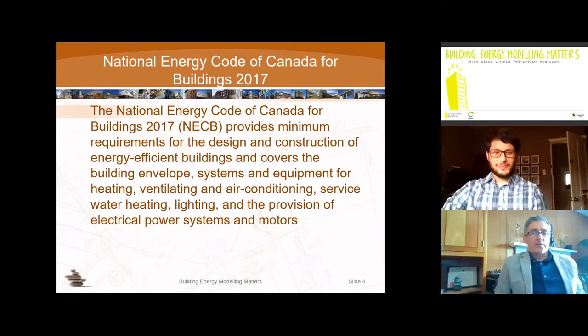So the National Energy Code of Canada for Buildings provides the minimum requirements for the design and construction of energy efficient buildings and covers the building envelope, systems and equipment for the heating, ventilation, and air conditioning, service water heating, lighting, and the provision of electric motors, electric power systems, and motors.